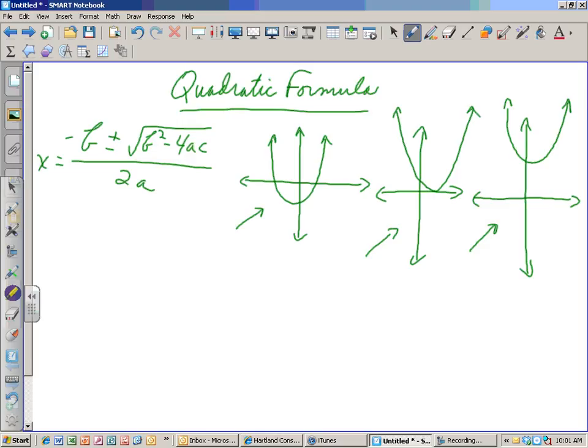Okay. And we can look at an equation, and we should be able to tell by just doing a little figuring, because that's all this assignment is about. How many places does it cross the x-axis? Is it going to be 2, 1, or 0? How many solutions are there? 2, 1, or 0. It's all the same thing. All right.